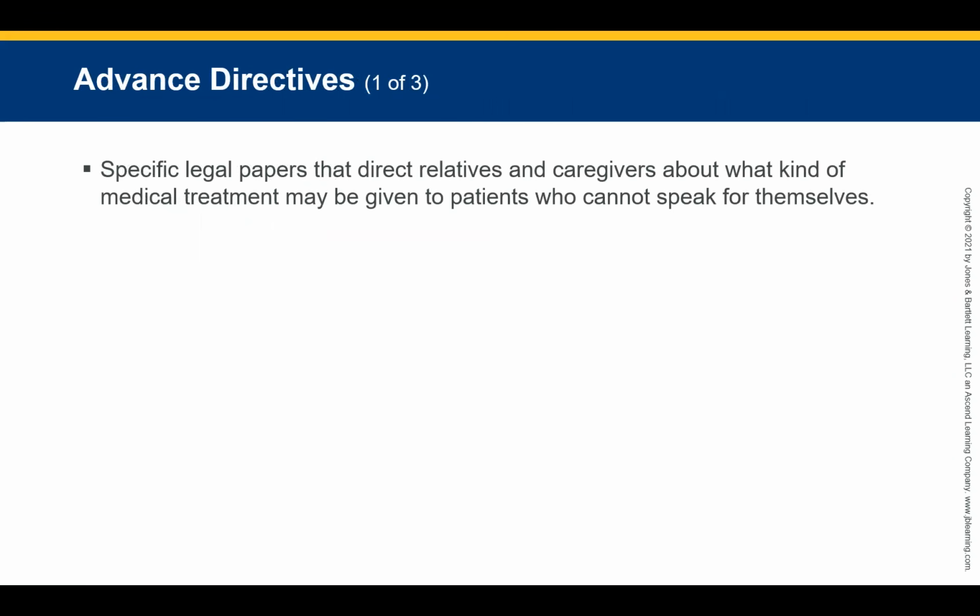Advanced directives. Each state is different, and each agency takes them differently. You need to know what advanced directives are. Ask your agency what we do with them in such and such situations. How do we treat that? What is the requirement? Advanced directives are specific legal papers that direct relatives and caregivers about what kind of medical treatment may be given to patients who cannot speak for themselves.